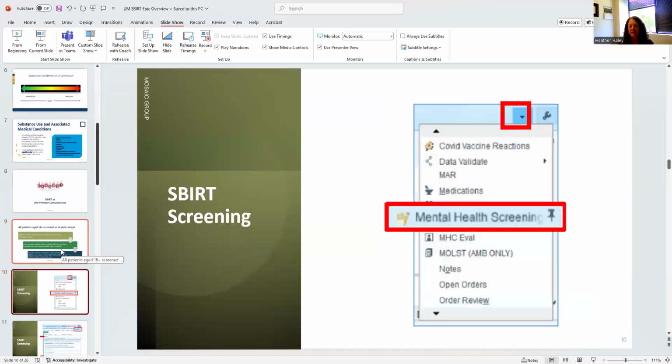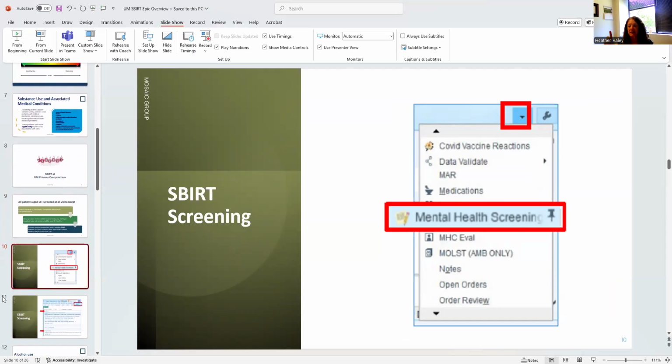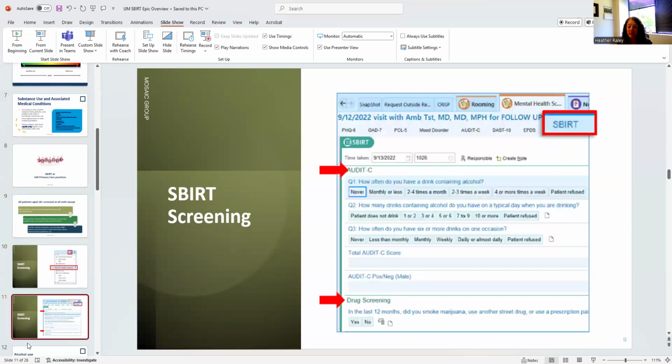So we'll kind of take it step by step. The SBIRT screening can be found within the mental health screen. We do ask that you pin this or favorite this so that it populates directly on your front screen. You don't have to go searching for it because then it's easy to forget. The screen is called SBIRT. We encourage you not to use the Audit C screen because that only includes alcohol questions. The SBIRT screen includes both the alcohol and the drug use questions.